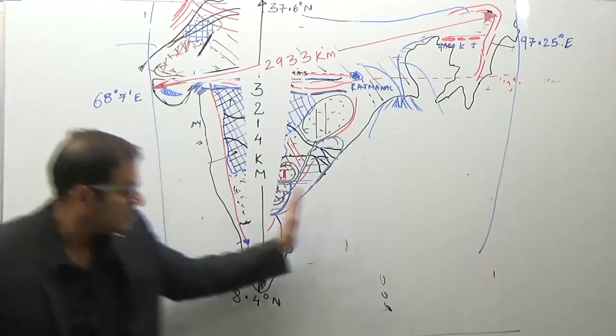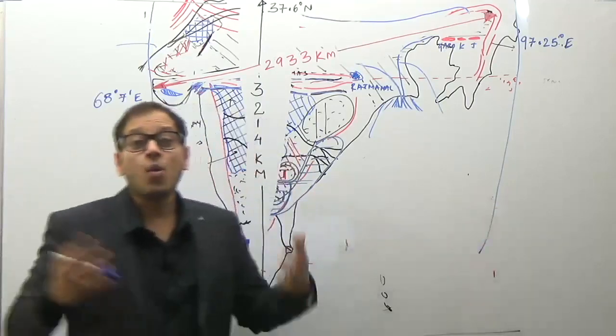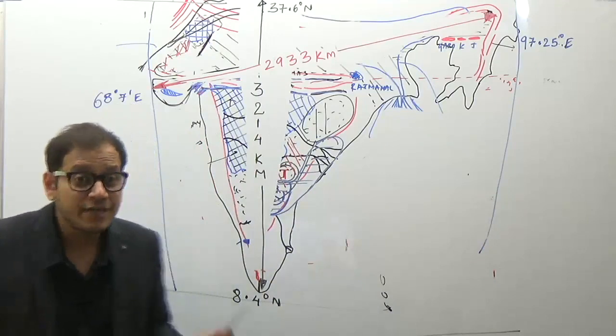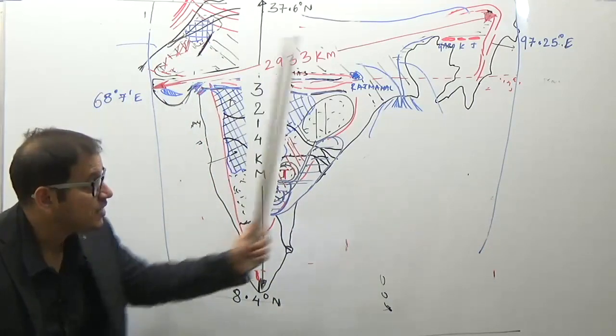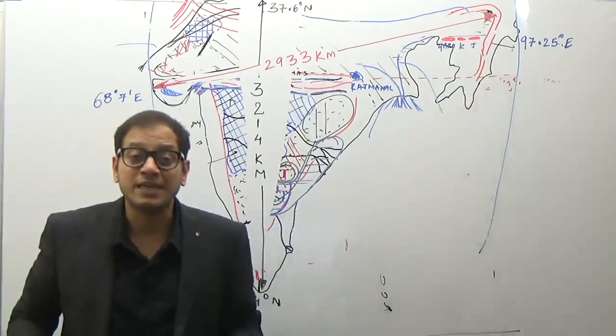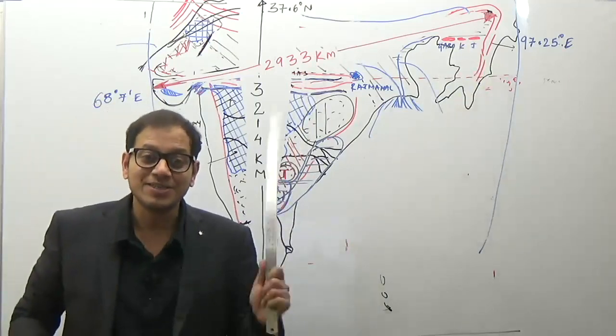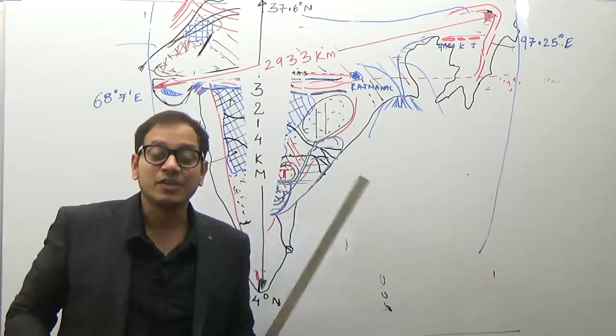What is the longitudinal extent of India? Longitudes are these lines. The longitudinal extent is from 68.7 degrees east to 97.25 degrees east. This is the longitudinal distance of India, again somewhat around 30 degrees.